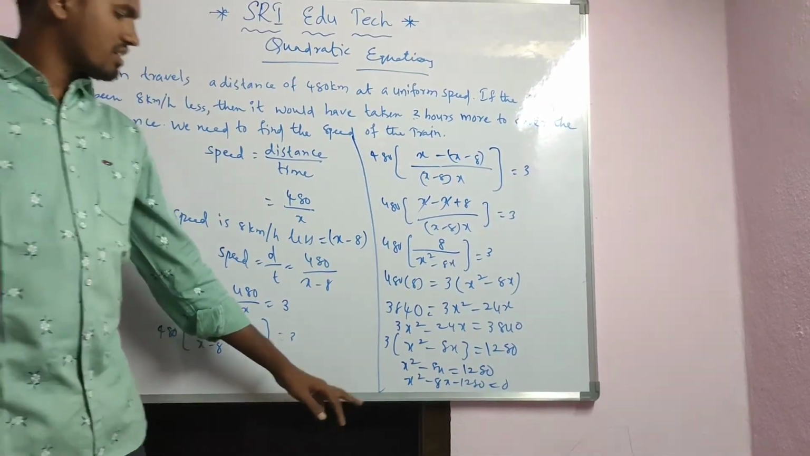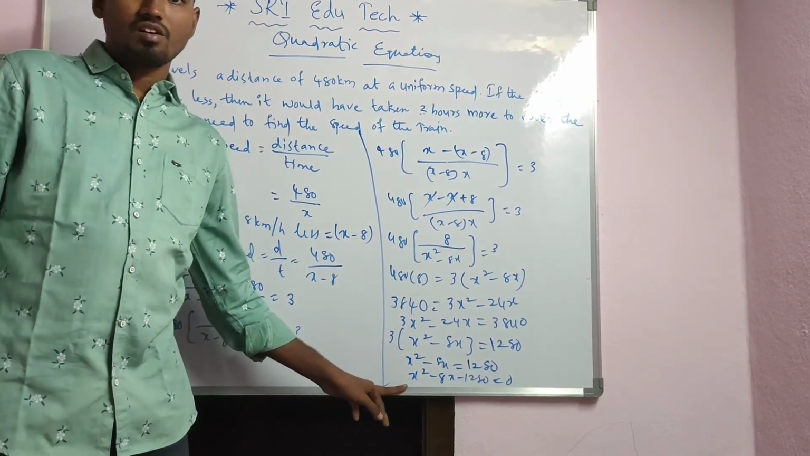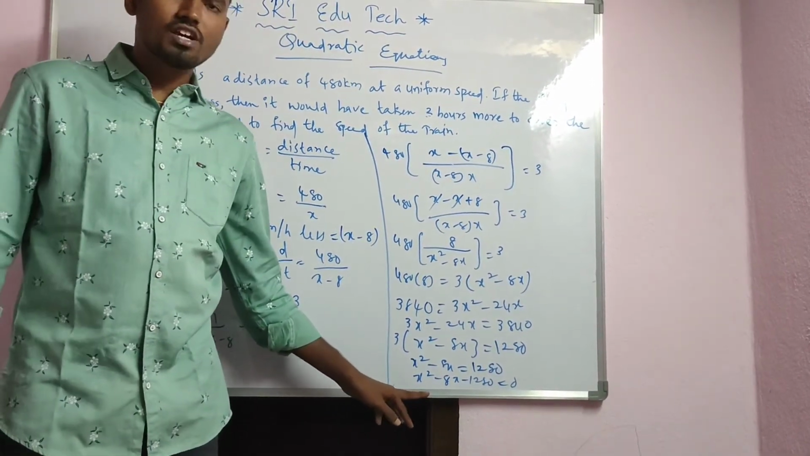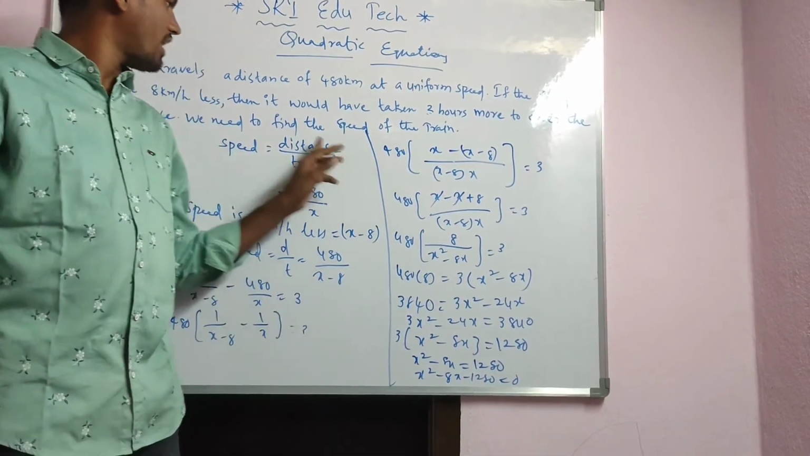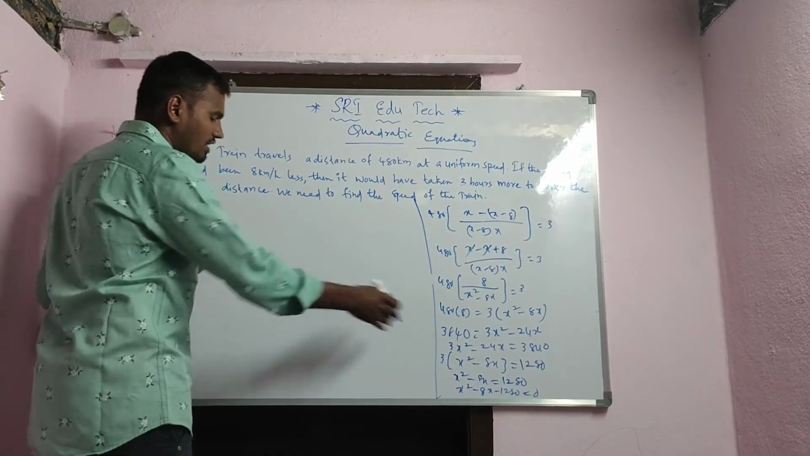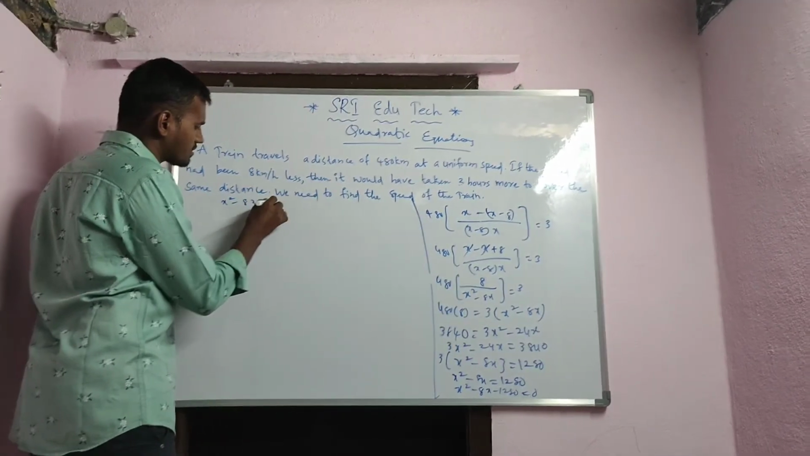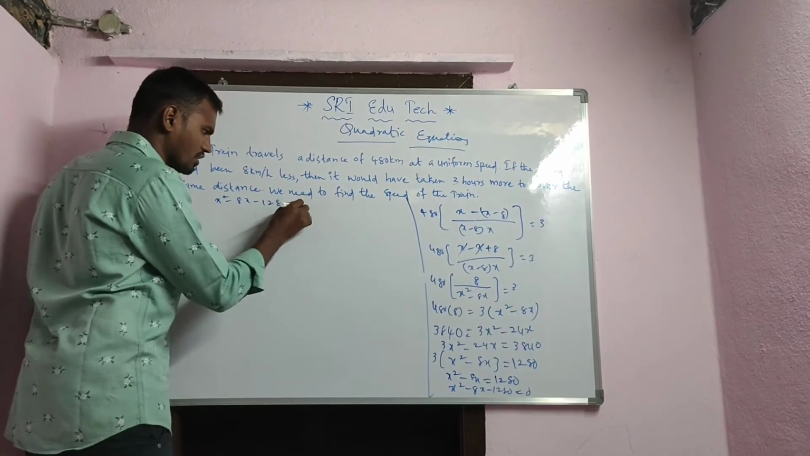So this is an equation, the quadratic equation. Now we have to find the roots of this equation, then we have to find the speed of the train. Let us see what is the equation: x square minus 8x minus 1280 is equal to 0.